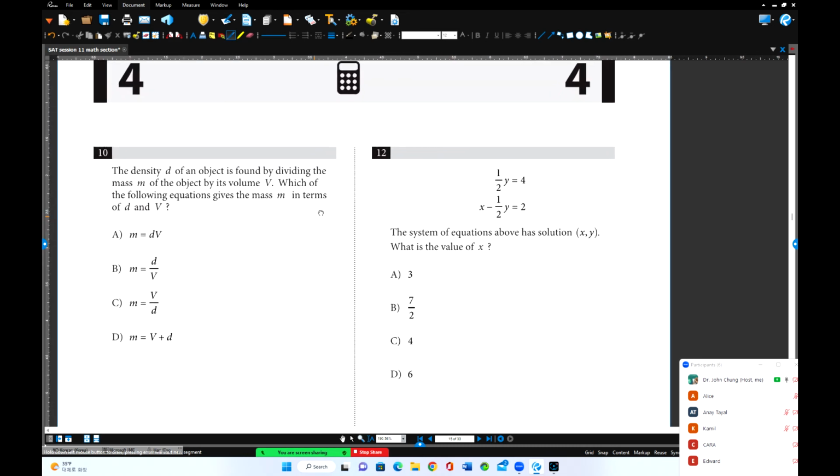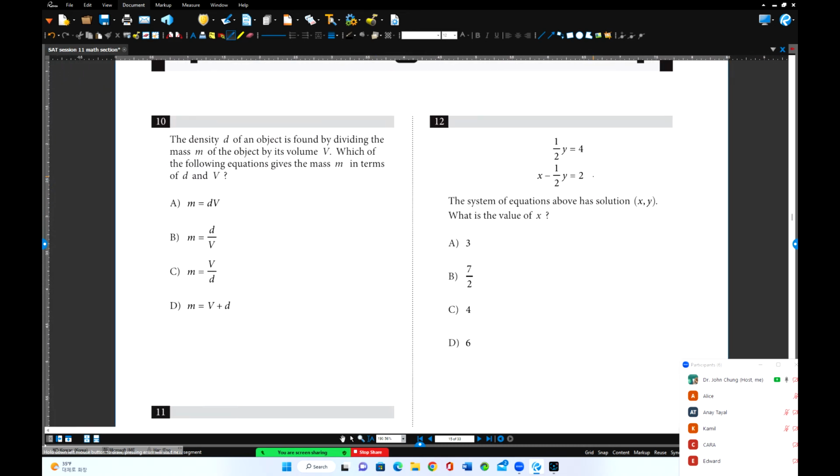Alright, number 10, density. You know the definition of density, they gave it already over here. Mass divided by volume, that is the density. So what is the mass? D times V, right? Yeah, that is the definition of density.